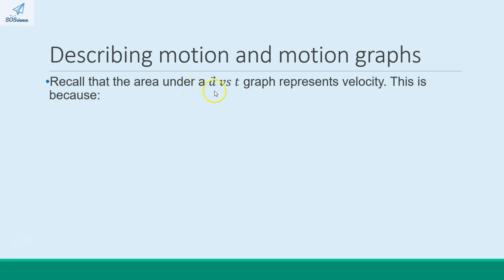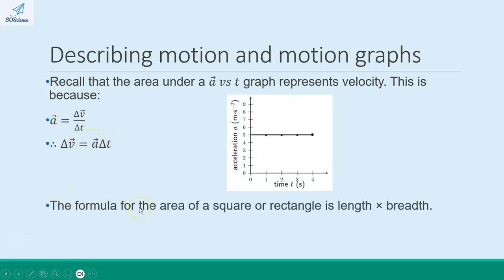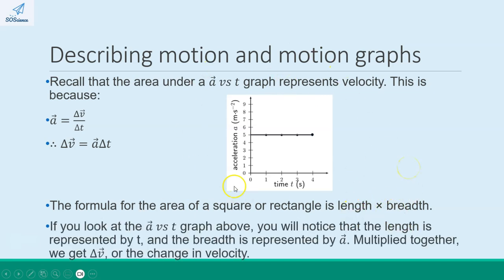Now recall that the area under an acceleration time graph represents velocity. That's because acceleration is velocity divided by time. And if we rearrange this formula, we can say that velocity is acceleration times time. Now the formula for a square or a rectangle is length times breadth. And if we look at this graph over here, we'll notice that the length is represented by time and the breadth is represented by acceleration. And so if we multiply the two together, we would get the change in velocity.